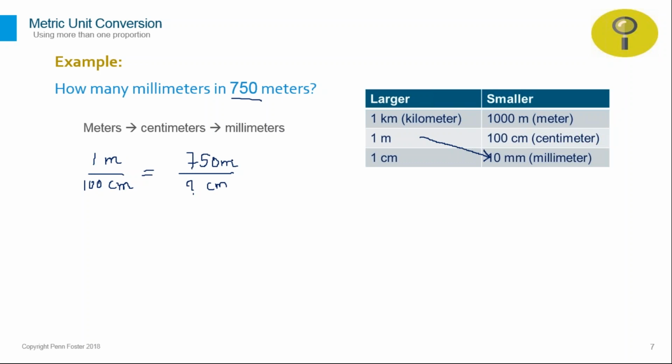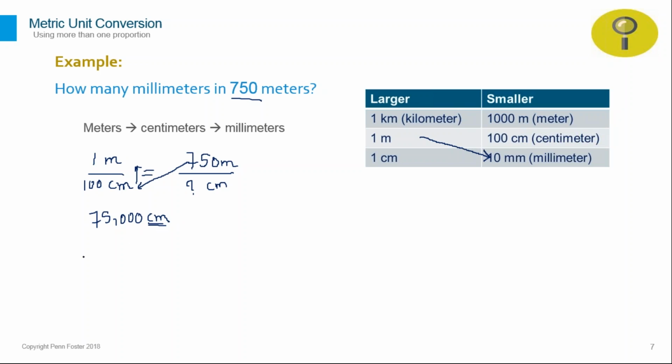That way I'm converting meters first to centimeters. So it's a proportion. I have only one missing value, then cross multiply and divide. So multiply 750 times 100, and that will give you 75,000 centimeters in 750 meters. And that's not our answer, because our answer should be in millimeters. So again, I'm going to convert centimeters to millimeters.